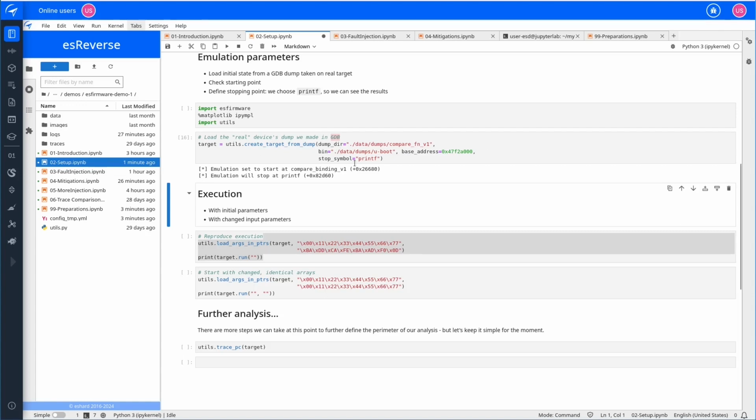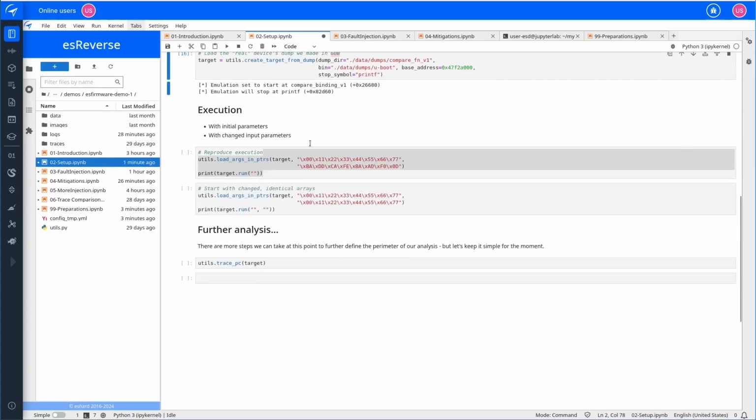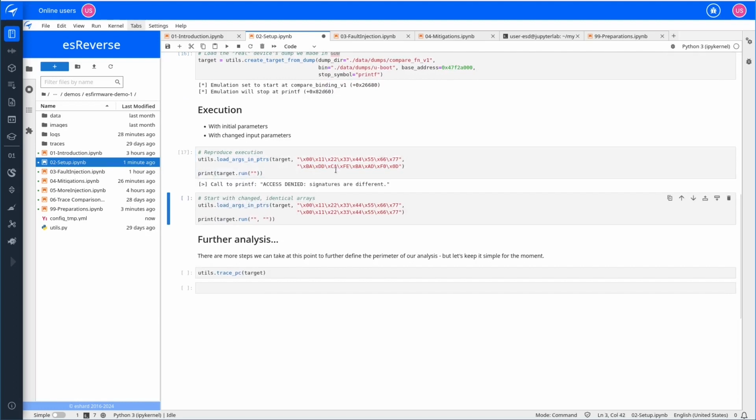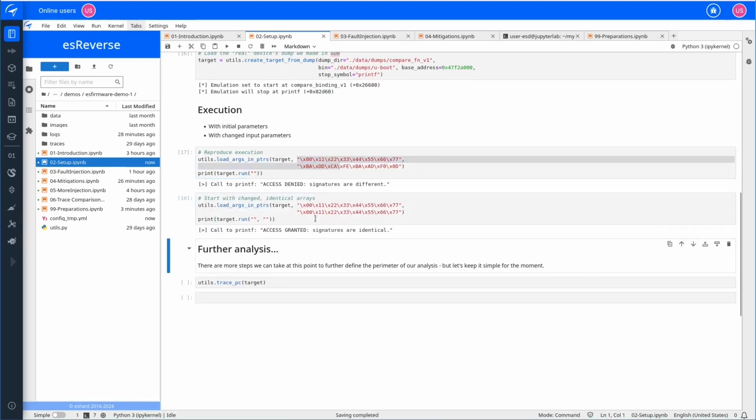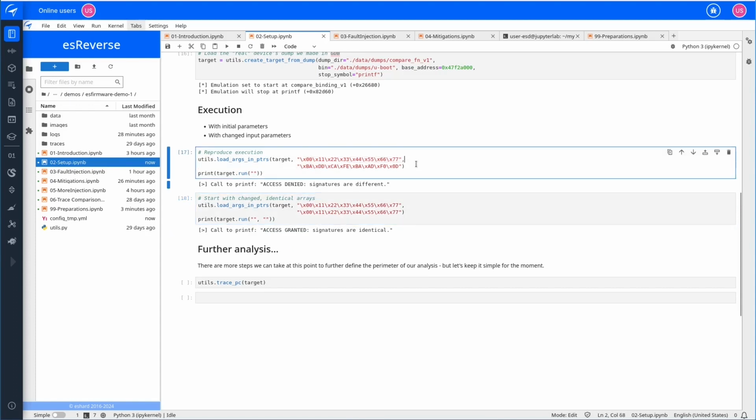So I'm going to set up the emulation of that firmware, starting at the compare binding v1, and it's going to stop at printf because it's going to make it easy for me to see which path I have taken there. It's going to make it very visual. And we can run that emulation as we did before, but this time using ES Firmware, either with two different signatures, in which case we have access denied, or two similar signatures, in which case we have access granted. Again, now we have the setup done, and we can start trying to run a fault injection campaign against that particular execution. Can we force that to print access granted, even though the signatures are different?